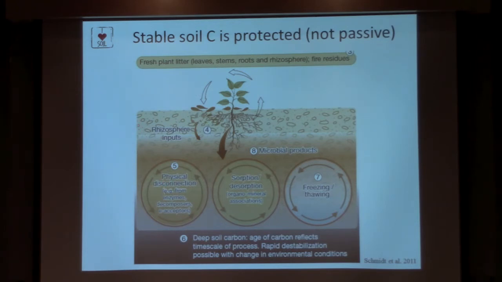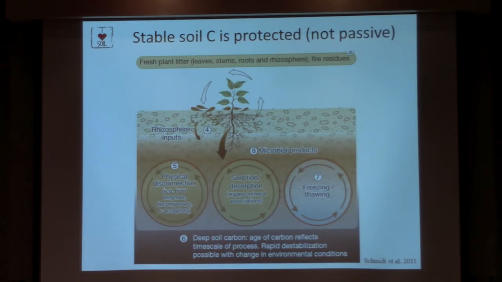The soil carbon can be protected from enzymes. In sorption mechanisms, you can have bonding of the organic matter to clays, and that also protects it from decomposition. And of course, freezing and thawing. There's a lot of carbon stored in permafrost, right? And that's one of the things that a lot of people are recognizing. There's a massive amount of carbon.